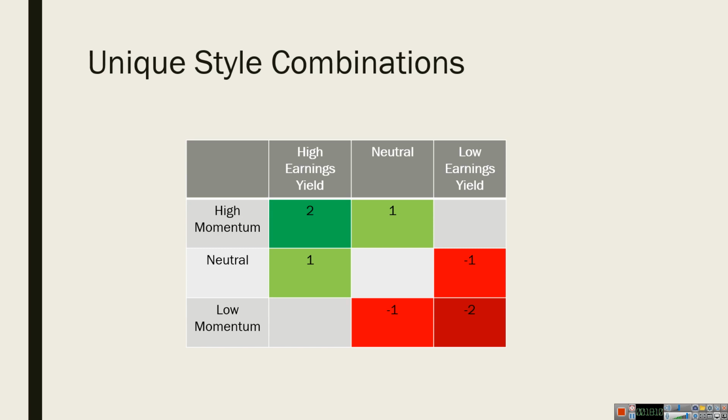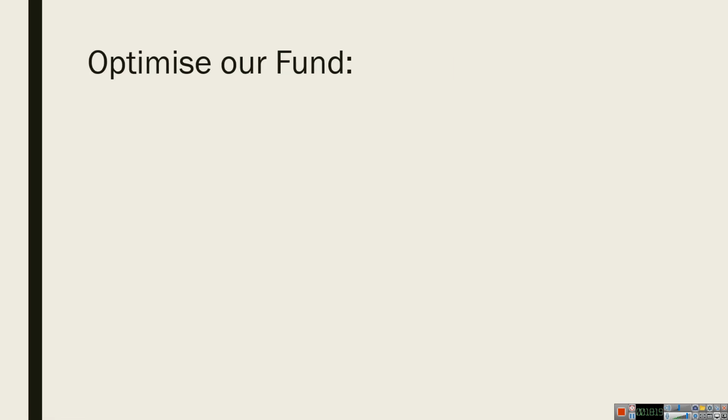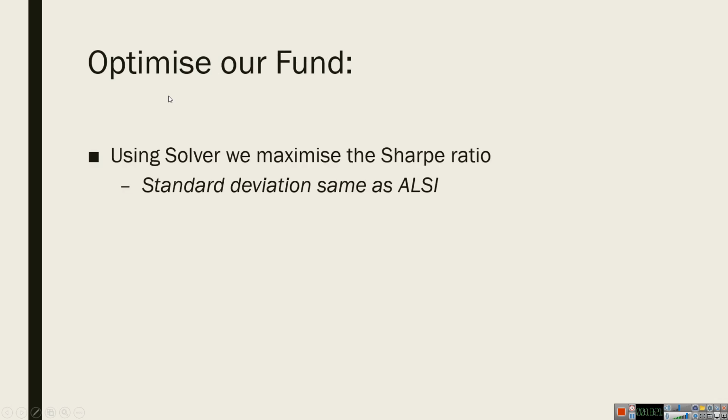And we plot these. We work out their daily returns every day, and we rebalance them quarterly, and so on. And we're going to build our hedge fund based on this. So we're going to use those 6 time series and optimize them such that the Sharpe ratio is maximized for our portfolio. And we are going to limit the standard deviation of our portfolio to be the same as the all share index.